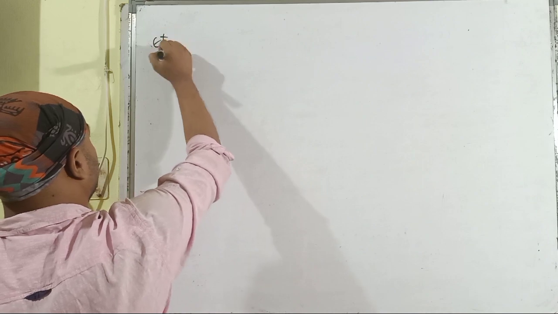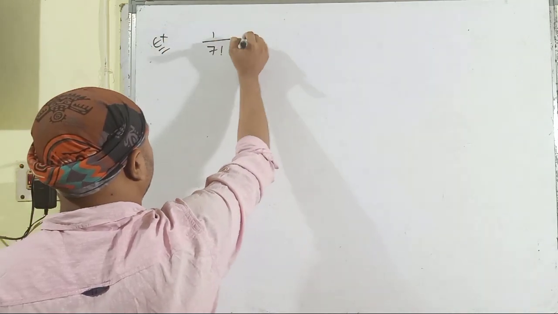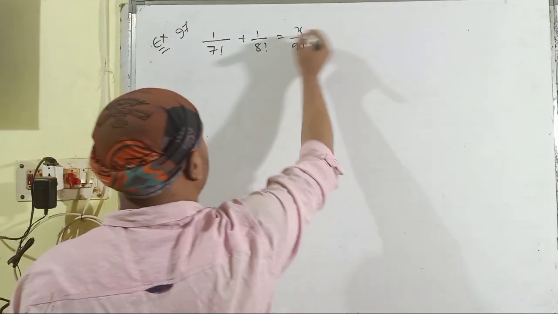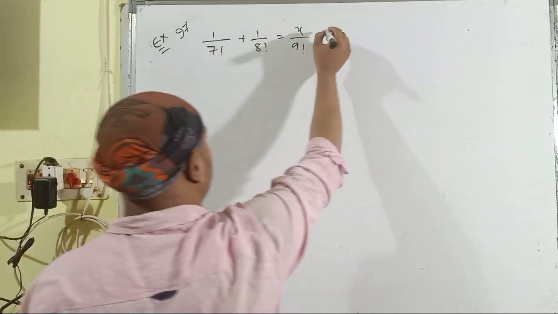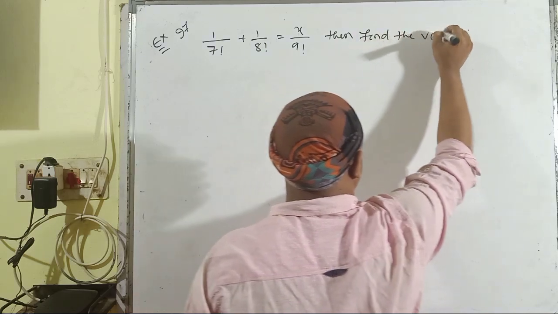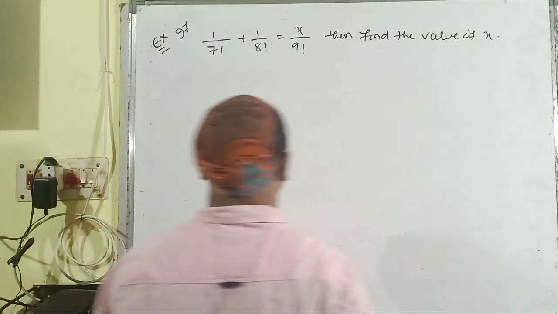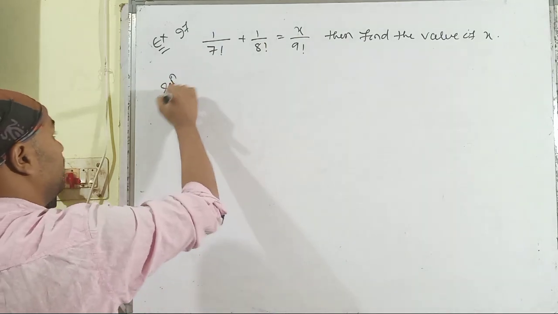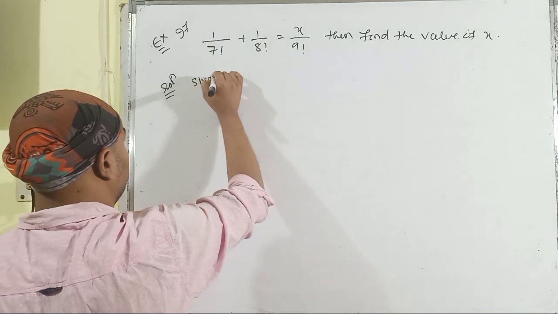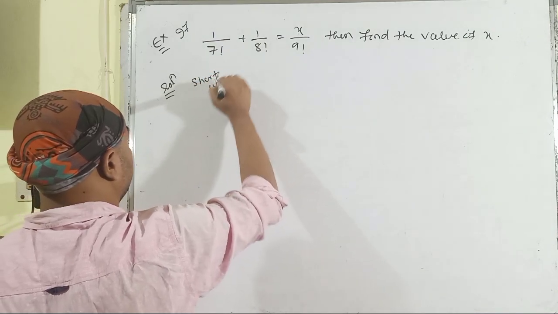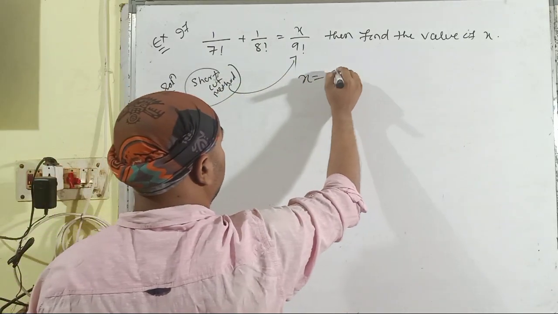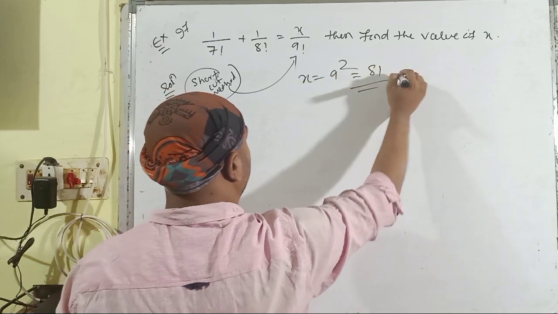So let us solve one example here. 1 upon 7 factorial plus 1 upon 8 factorial is equal to x upon 9 factorial. If 1 upon 7 factorial plus 1 upon 8 factorial is equal to x upon 9 factorial, then find the value of x. Solution. First method, shortcut method. Just find the square of the denominator. x is equal to 9 square, and that is 81, and here it is the answer.